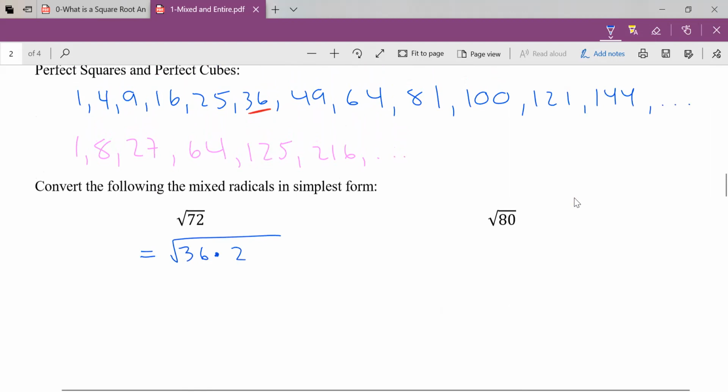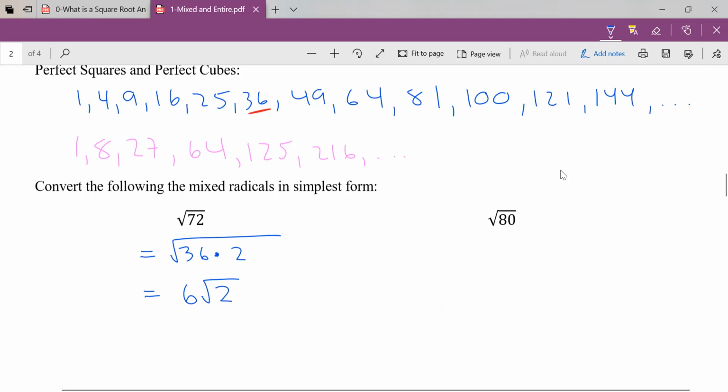Then what I can say to myself is this. Well, I know what the square root of 36 is. The square root of 36 is 6. The square root of 2, I don't know. There it is. That's 6, the square root of 2. That's how you do it.